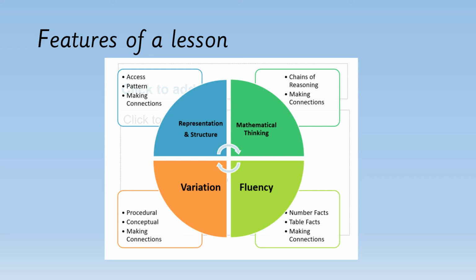This looks at patterns, making connections. The third feature is mathematical thinking, looking at chains of reasoning and again, making connections. The fourth area is variation. This is looking at procedures, concepts, making connections. And finally, the fifth area is fluency. This is looking at the quick and efficient recall of facts and procedures, and the children's flexibility to move between different concepts and representations of maths.